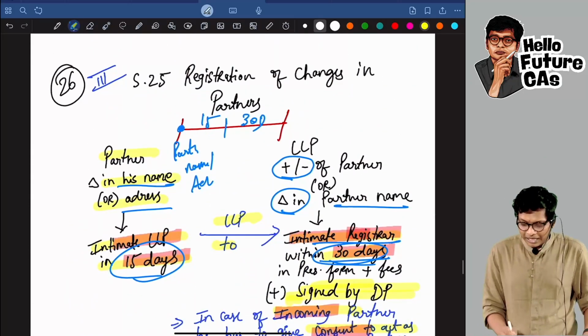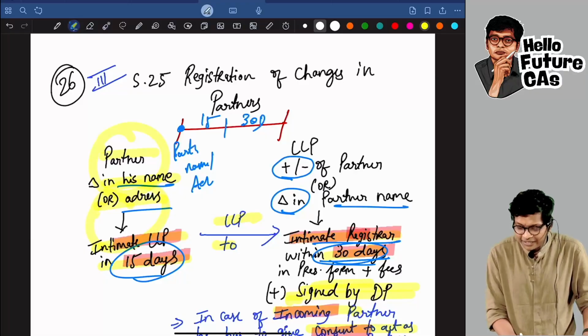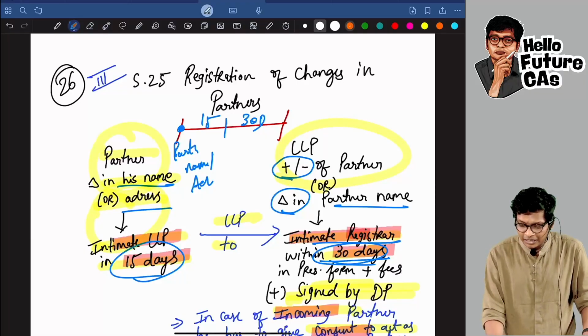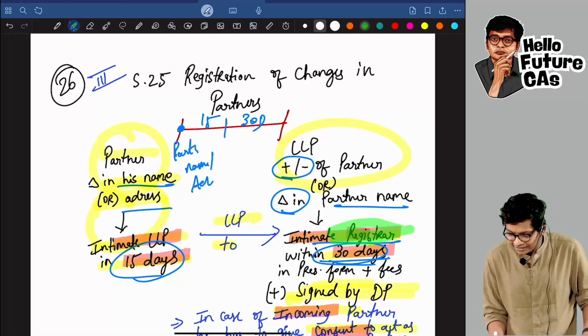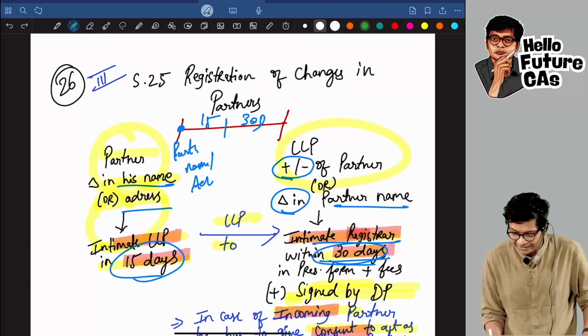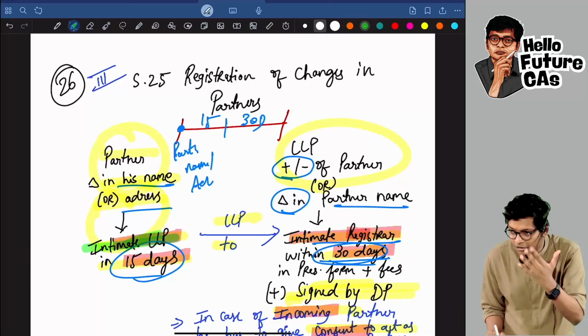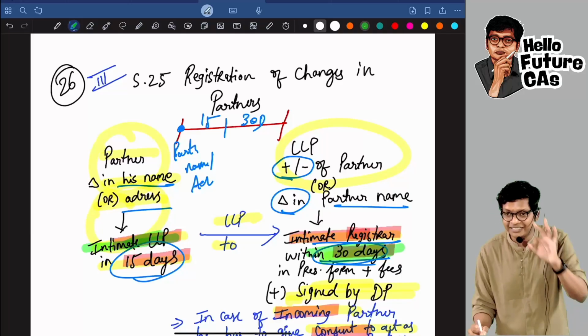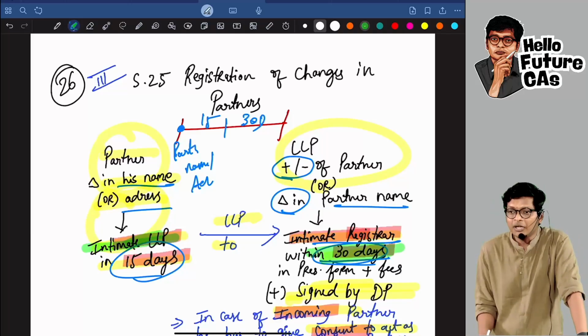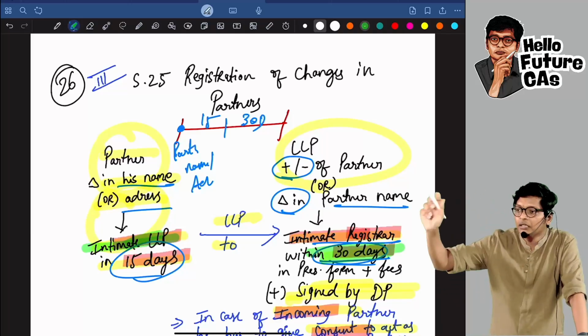Sir, I changed my name. I changed my address. I joined the firm. I told the registrar, sir. Sorry, I told the company. I told whom, guys? Company. The company has to intimate the ROC within 30 days. If they are not doing it, what can I do? I can directly intimate the ROC.